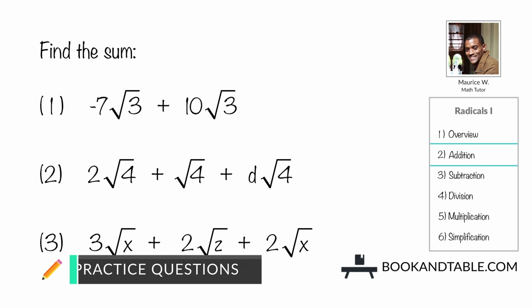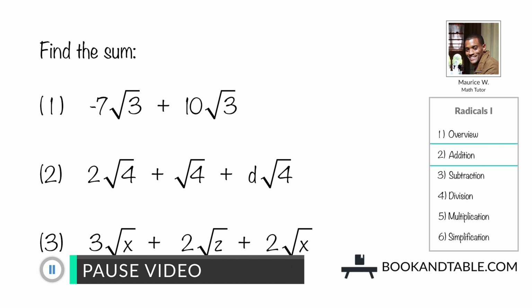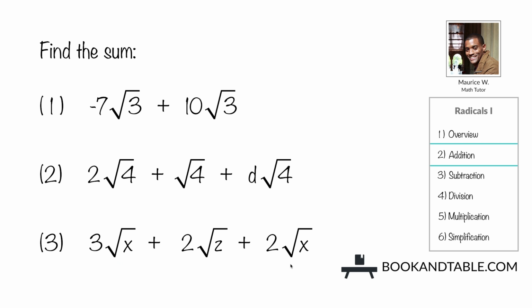Let's do some practice questions. Find the sum. Question number 1. -7 radical 3 plus 10 radical 3. Question number 2. 2 radical 4 plus radical 4 plus d radical 4. And question number 3. 3 radical x plus 2 radical z plus 2 radical x. Pause the video, solve these questions, and then press play when you are ready to begin.